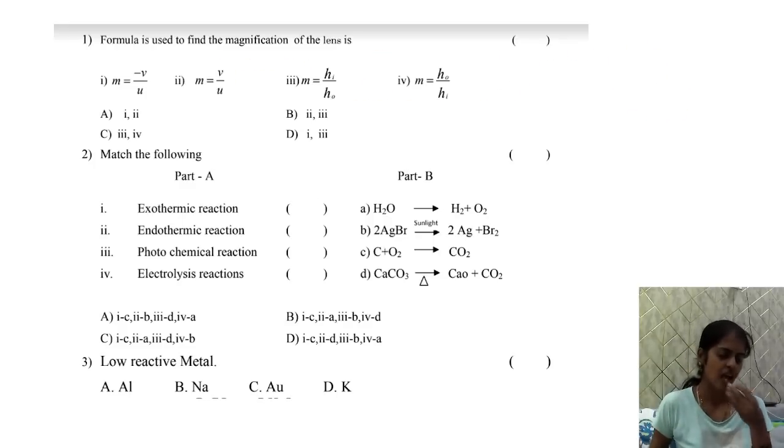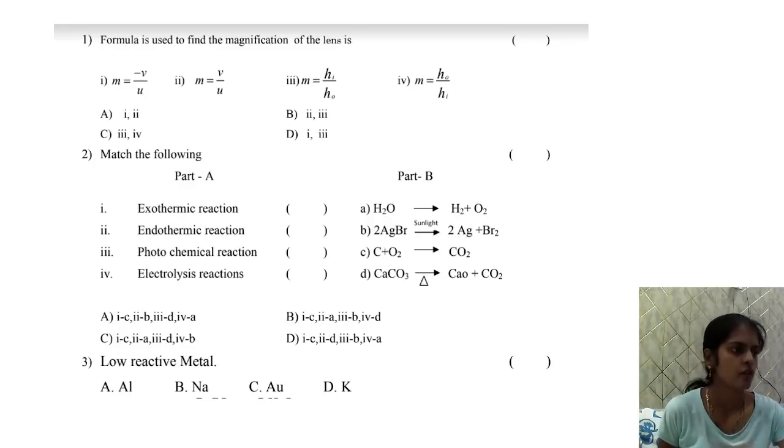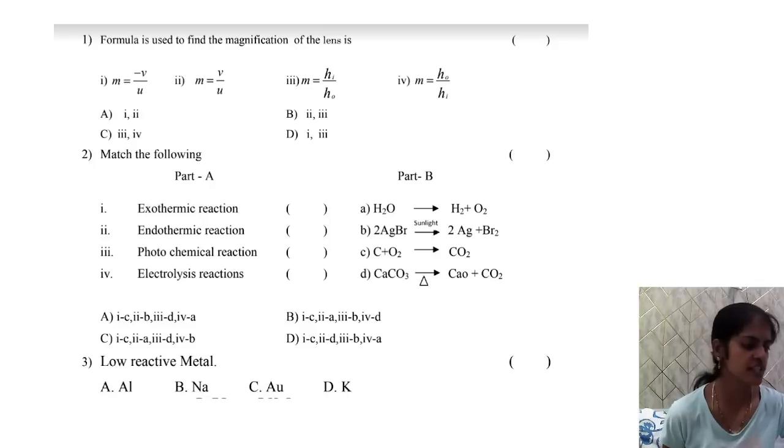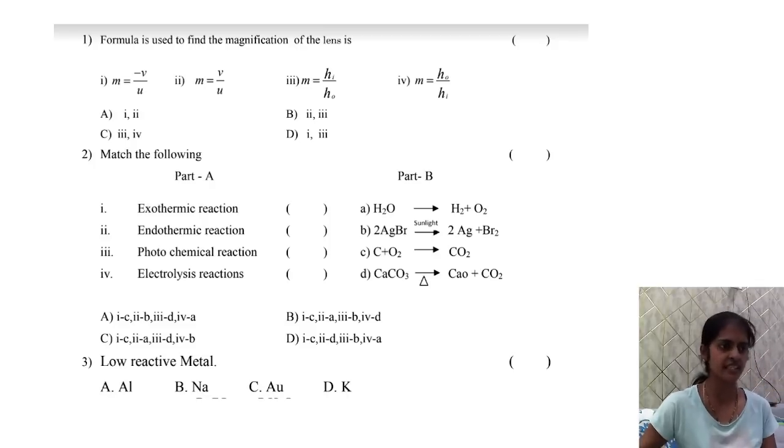Next, formula used for magnification of lens. Check which is the correct one. We have two relations, isn't it? Magnification is minus v by u, image distance by object distance, or you can also write it as hi by h naught. So both are correct. So which option? 1 and 3. Option D is correct.